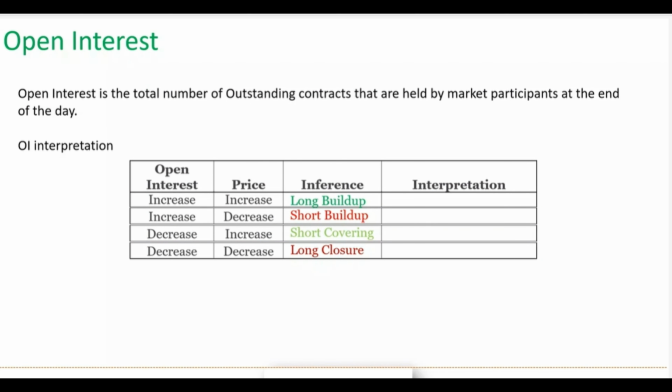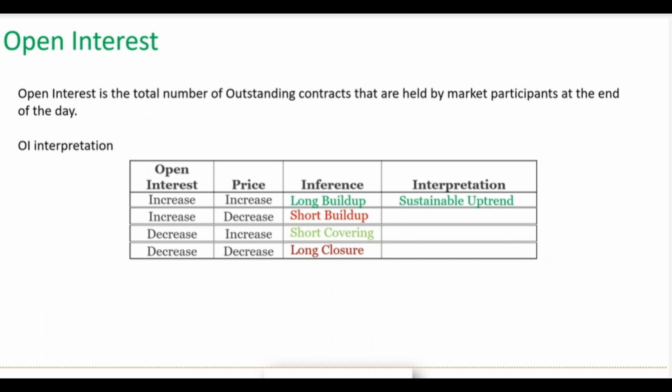When open interest goes up along with the price, it's long buildup. When open interest goes up and the price goes down, that's short buildup. When open interest goes down and price goes up, that means the short positions which were created are getting covered and bought back because of which price ऊपर जा रहा है. And then the last scenario is long unwinding, where the long positions are getting closed. Now, how do we interpret this?